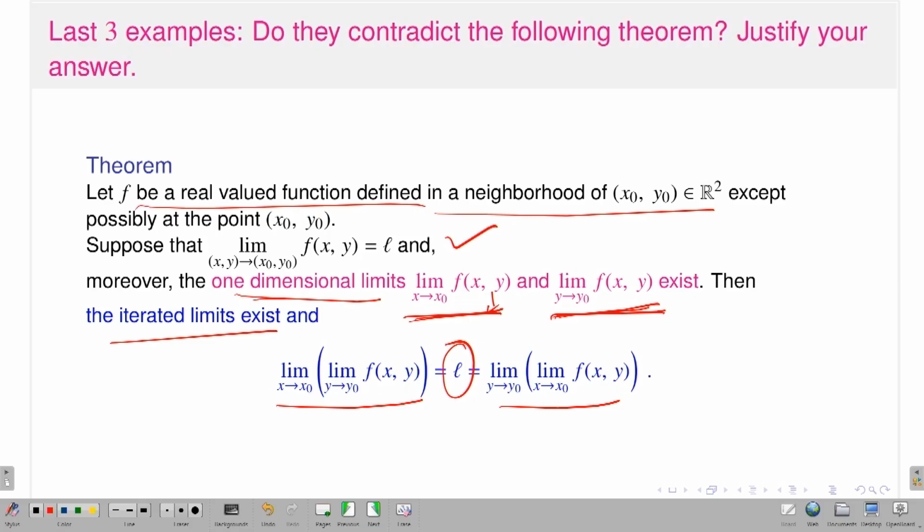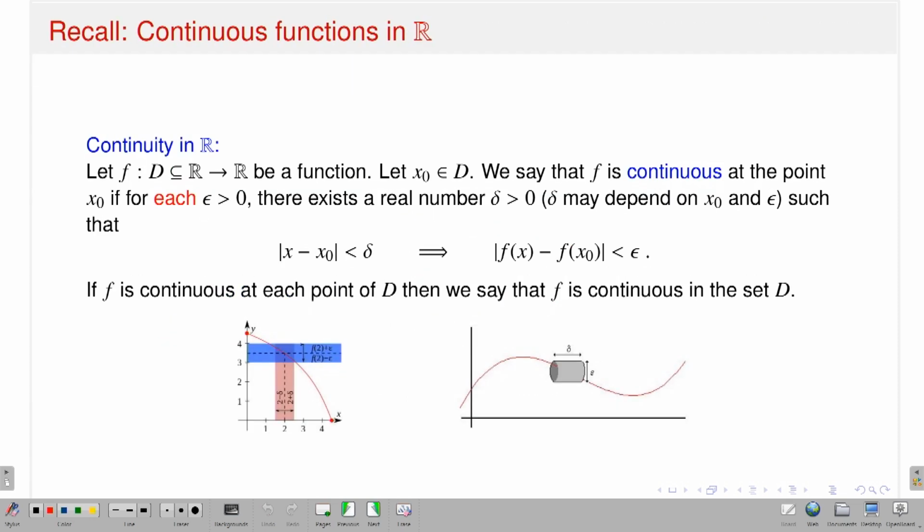So to ensure that the existence of the double limit implies the existence of iterated limits with the same value, I need the existence of the double limit along with the existence of the one dimensional limits, that is the limit as x approaches x0 of f of xy and the limit as y approaches y0 of f of xy. If these two limits exist, then all iterated limits exist, and the value of the double limit is exactly equal to the value of the iterated limits.